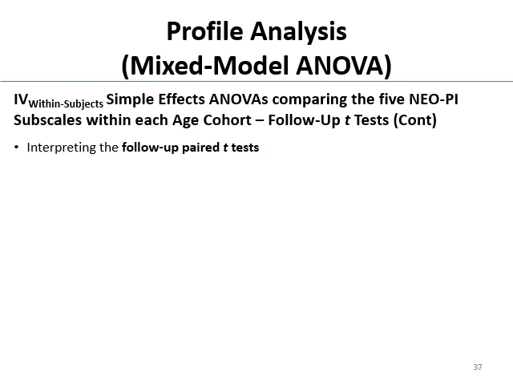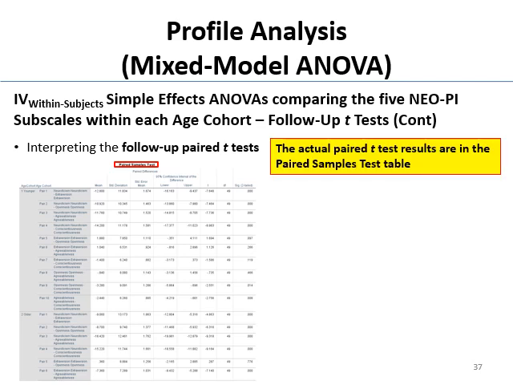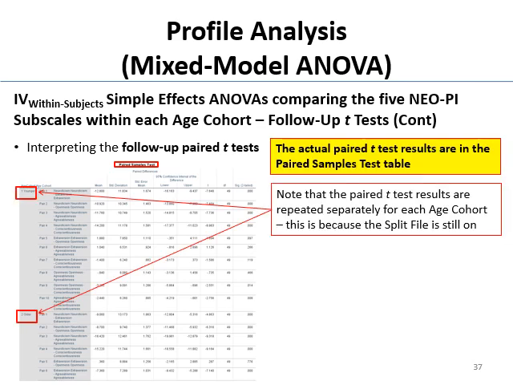All right, now we're finally at the t-test. So this is what the output looks like. It's kind of illegible because it's so small. Paired samples tests, these are your actual one-to-one follow-up paired t-tests for your simple effects tests. The actual paired t-test results are in this paired t-test table.